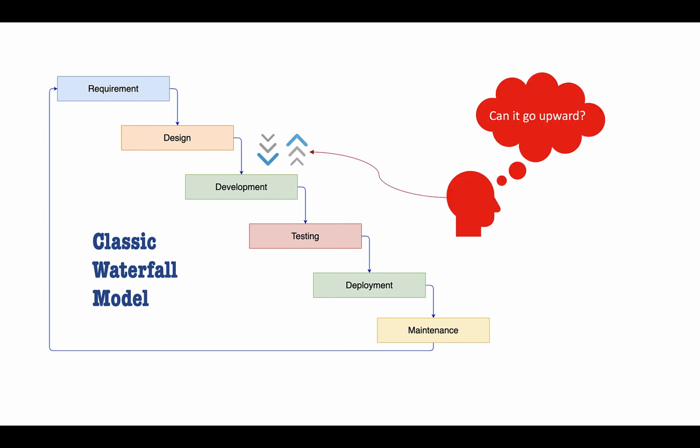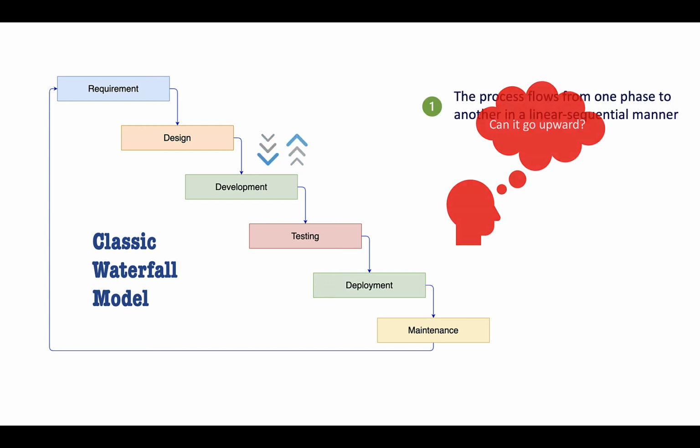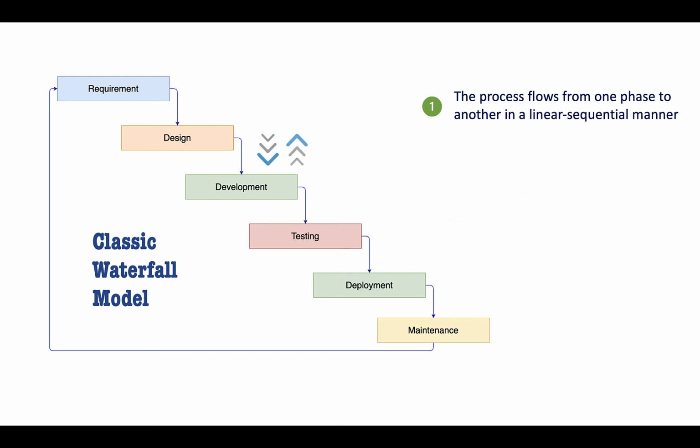Now the question is, can I go upward? Can I go from development to the design phase? That is a question. And the answer is obviously no. You cannot go upward. You can only go downwards, one phase to another phase. There is no option of going back or providing feedback to the previous phases. The output of one phase will be the input of the next phase.